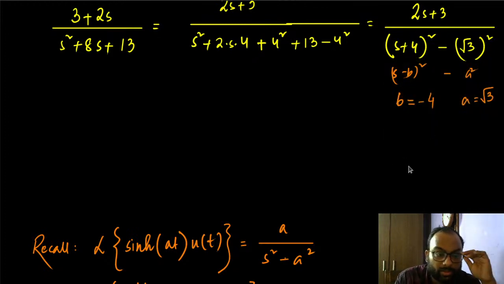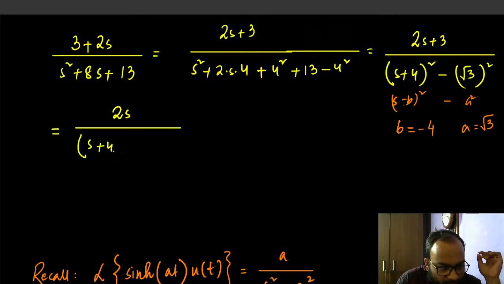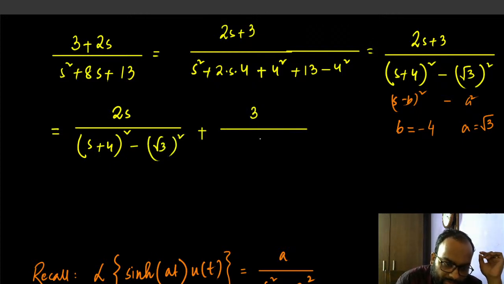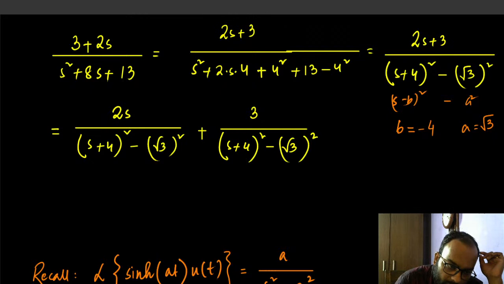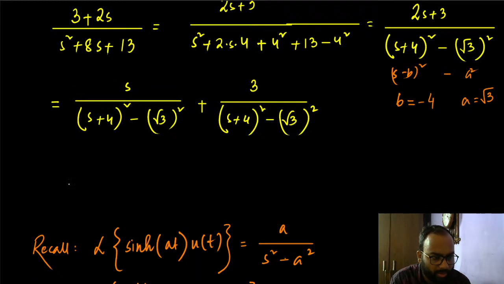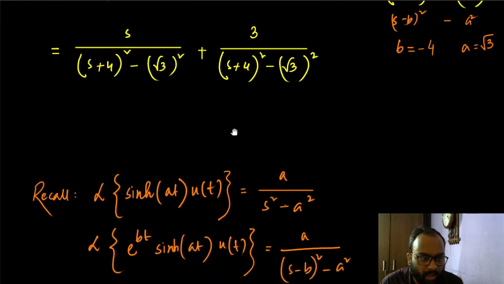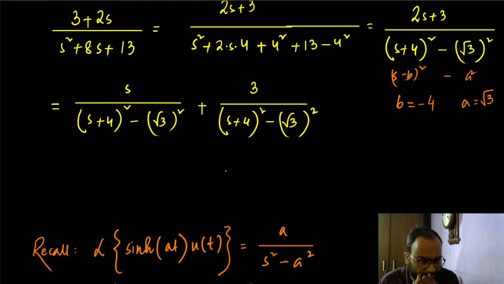All right. So with that being said, now we can split whatever ratio we had there into two of these. So we can say 2s divided by (s plus 4) whole squared minus root 3 whole squared, and then plus 3 divided by (s plus 4) whole squared minus root 3 whole squared. Now, instead of writing s plus 4, let's look at this portion very carefully. So we have 2s.